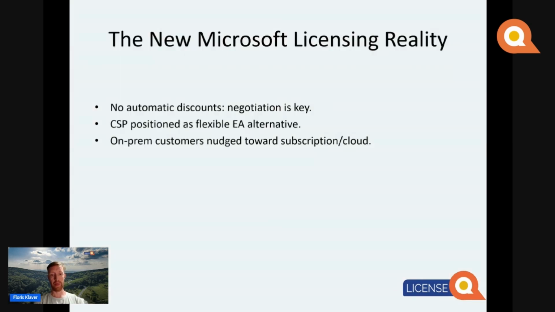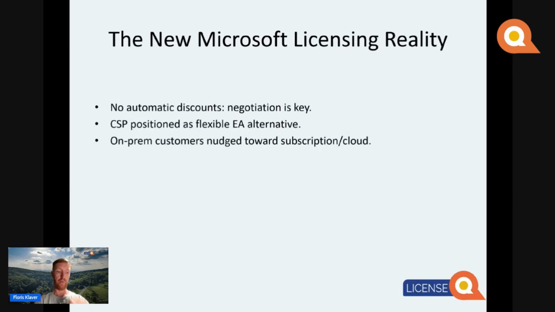What does it all mean? The new Microsoft licensing reality that we are facing right now means that there are no more automatic waterfall discounts. So if you want to maintain your current pricing standards, negotiation is key. And preparing for your negotiation is key, and making sure you have the right arguments aside from "you shouldn't have removed the waterfall pricing discounts."